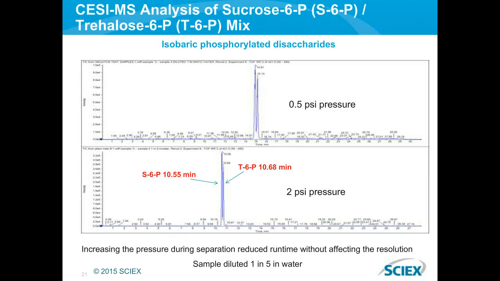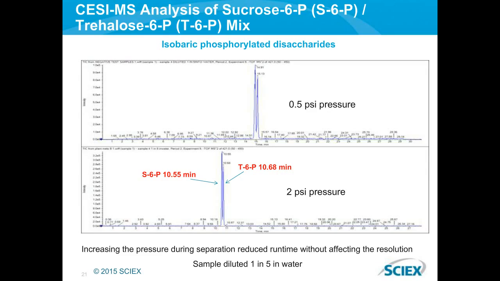The first thing I tried to do was separate two disaccharides which were phosphorylated. These are isobaric, which means they have the same molecular weight and the same empirical formula. So it's ideal to separate these, because some of the major fragment ions are the same. What you tend to see in phosphorylated compounds is that one of the major fragment ions in MS analysis is the phosphate group, so it will be the same for both of these compounds. But what you can see here is that using acetic acid as a background electrolyte and using reverse polarity, we managed to separate these two isobaric phosphorylated disaccharides.